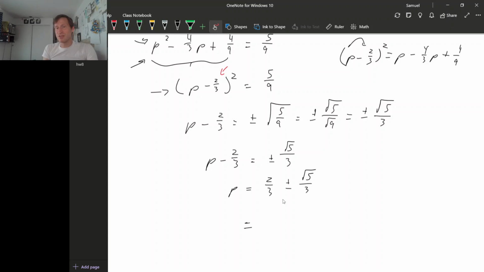Or if you want to, these do have the same denominator, so you could put these together: 2 plus or minus the square root of 5, over 3. I think either way of writing it is equally simple. Neither one of these really counts as simplified, so either one is fine.